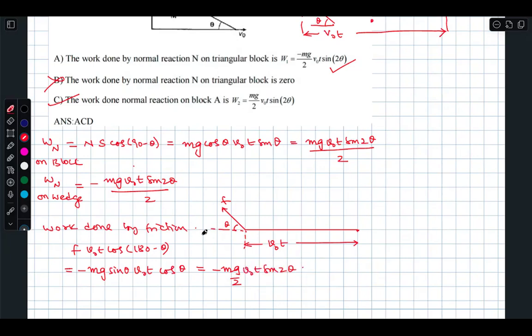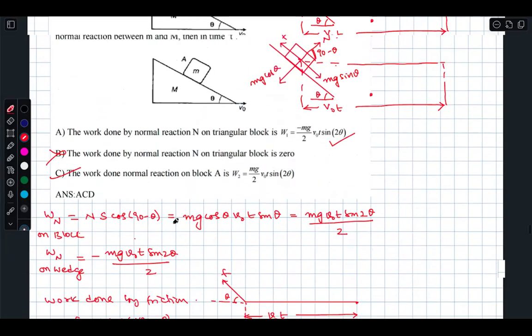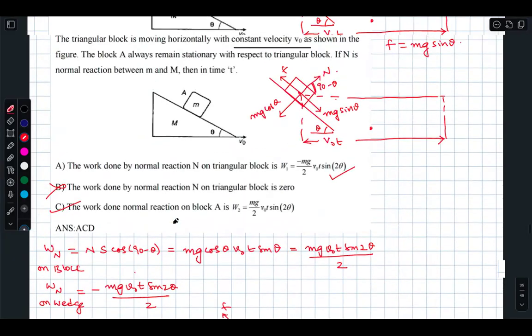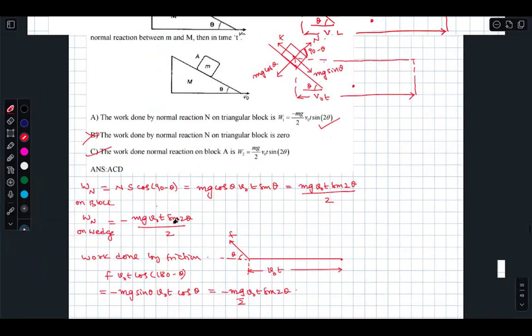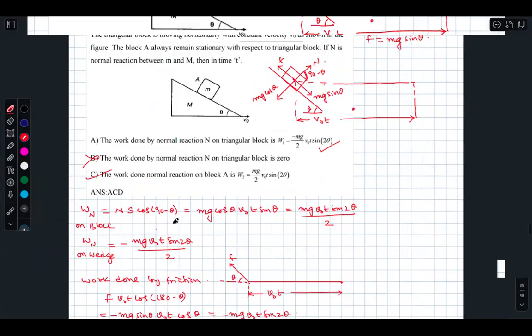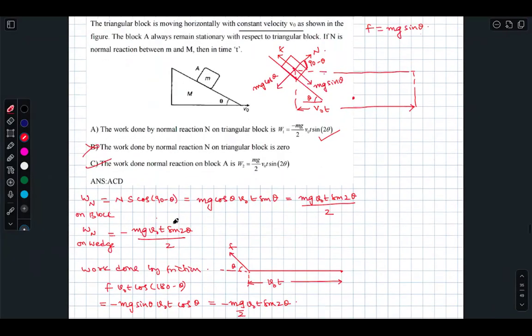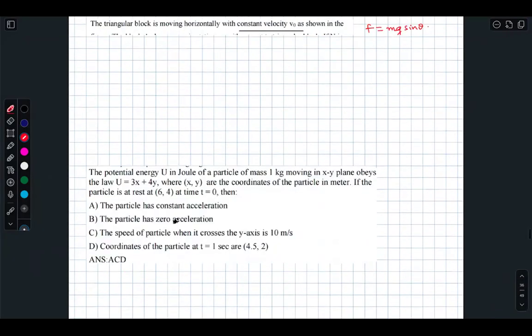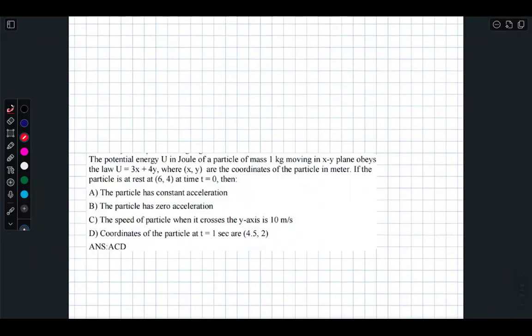So work done by friction. Work done by gravitational force 0. Why? Weight acts downwards, displacement is horizontal. So work done by gravitational force is 0. Because I don't know what options are there for T. So therefore, I'm just assuming maybe they might pick anything from this region. Any doubt till this point? Now we will take up this.